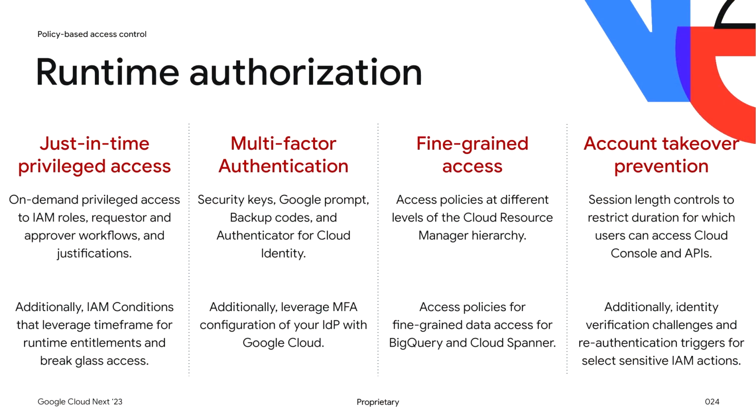Or you can do something like a time-based condition in an IAM policy, which allows you to enable break glass access for an administrator. So let's say somebody needs access to troubleshoot a production issue, but if you use a time-based condition, that access can be revoked within a few hours. That way, the user is not sitting with permission that they don't need after the production issue is over. The other aspect is around multi-factor authentication. So if you're a cloud identity user, you have a variety of methods available for your second factor. You can use backup codes, you can use the Authenticator app, you can use the Google prompt, and you can use security keys as we do at Google.